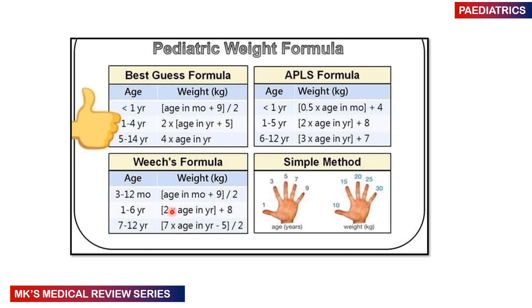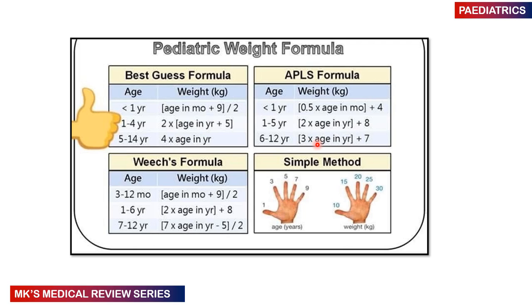Then if we're using this formula here, 2 times the age, which let's say is 3 years, 2 times 3 is 6. 6 plus 8, so this is the same thing as this, 14. Then if a child is between 5 to 14 years, it's simply 4 multiplied by the age. So if they're 5 years, 4 multiplied by 5 is 20. If you're using the Advanced Pediatric Life Support formula, that's 3 multiplied by 6. This one starts at 6, it doesn't start at 5. So 3 multiplied by 6 gives us 18.